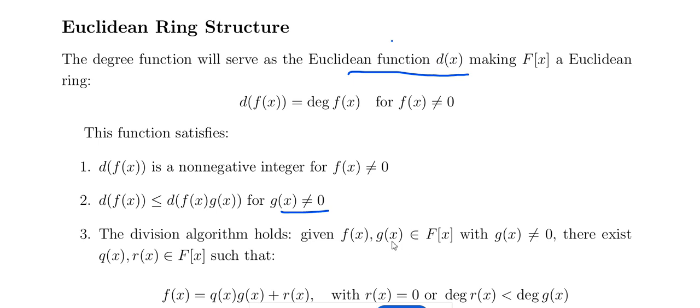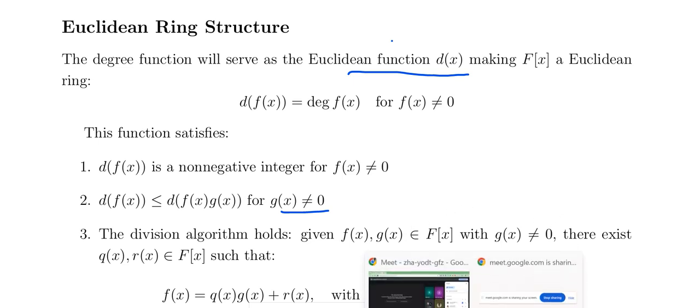So the division algorithm is true for every two polynomials in F of x with a non-zero polynomial g of x. There exist two polynomials q of x and r of x.